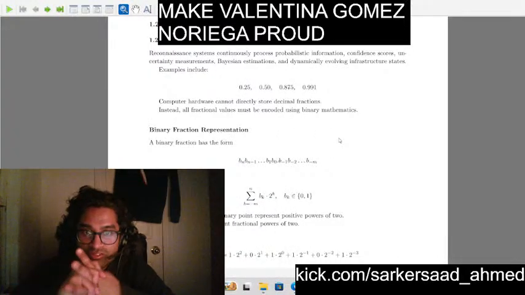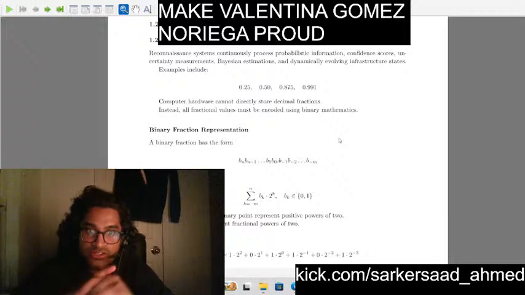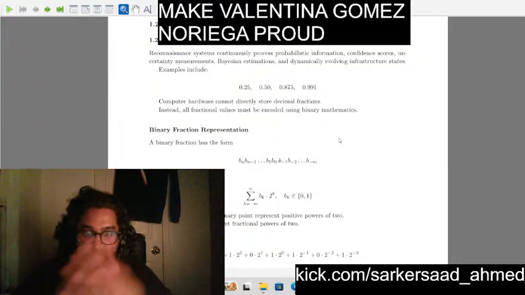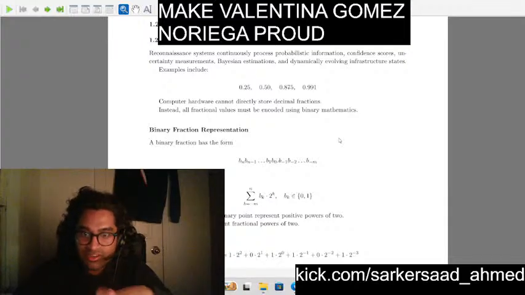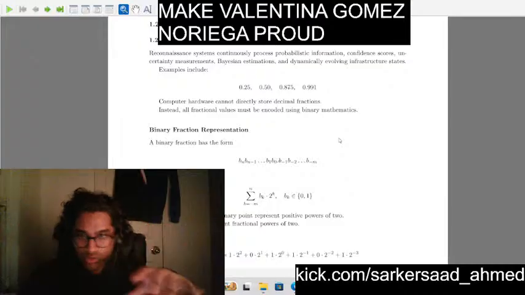Reconnaissance systems continue to process probabilistic information, confidence scores, uncertainty measures, Bayesian estimations, and dynamically evolving infrastructure states. So for example, 0.25, 0.5, 0.875, 0.991. Computer hardware cannot directly store decimal fractions. Instead, all fractional values must be encoded using binary maths, in the binary fraction representation.